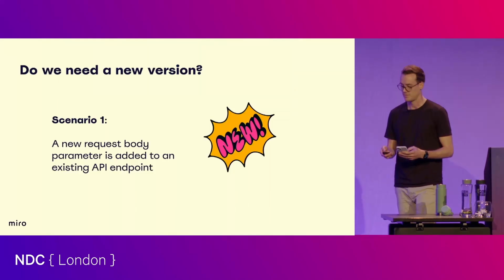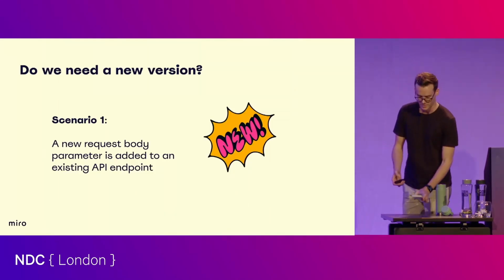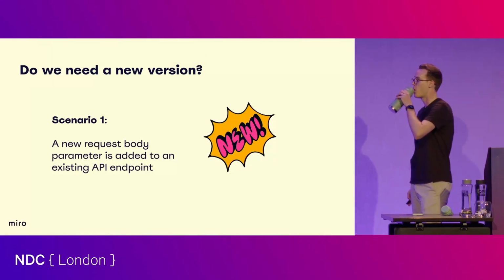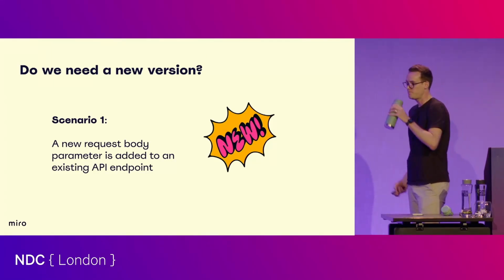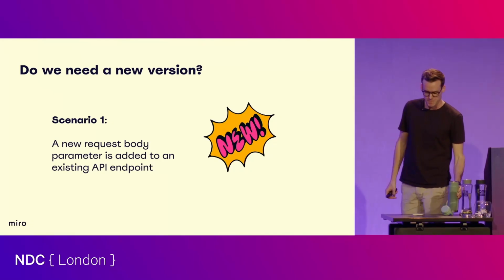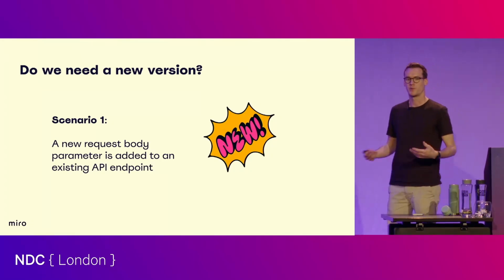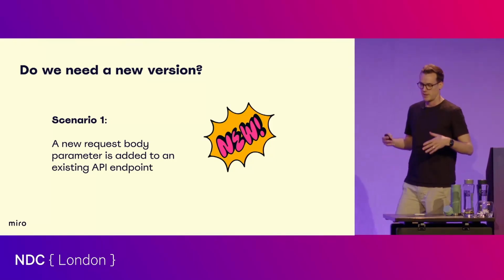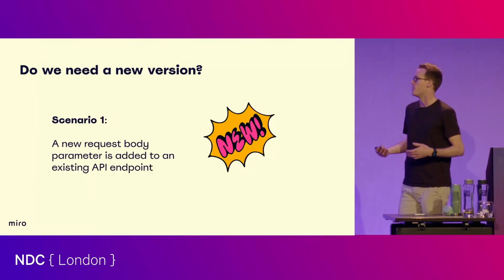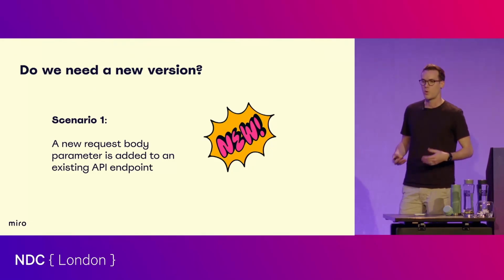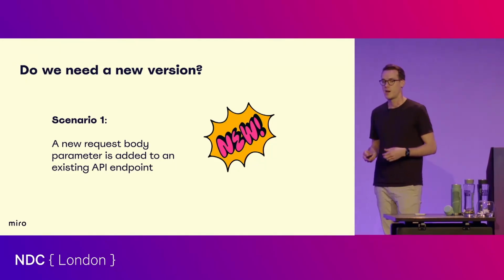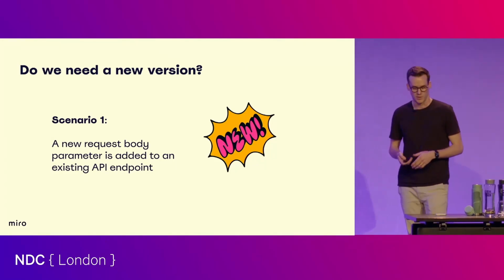All right, so here's scenario one. I think you all should have access to the Slido now. I'll give you a moment to read the question here. And this one is a bit of a trick question, perhaps, but a new request body parameter is added to an existing API endpoint. Would this require a new major version? Based off of what we were just talking about, the answer is actually kind of that it depends. But I'll give everyone a second.